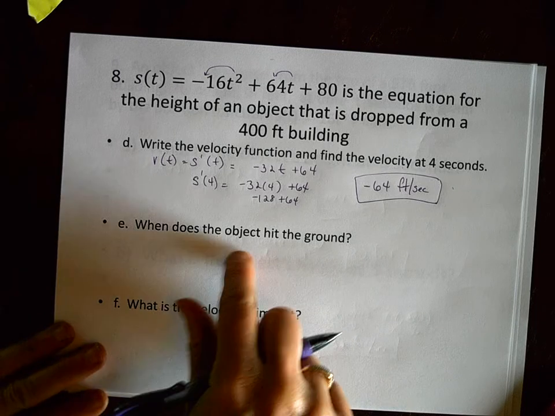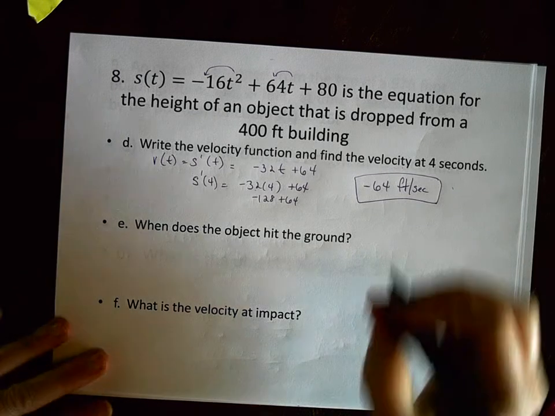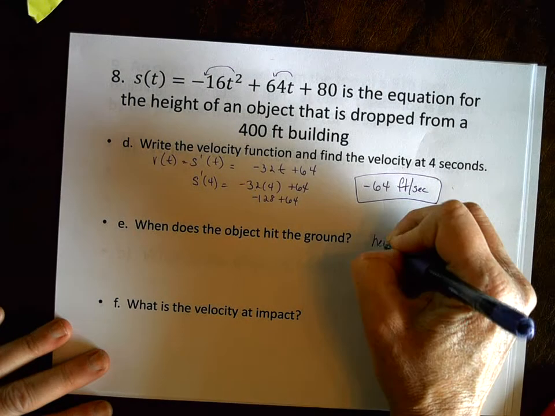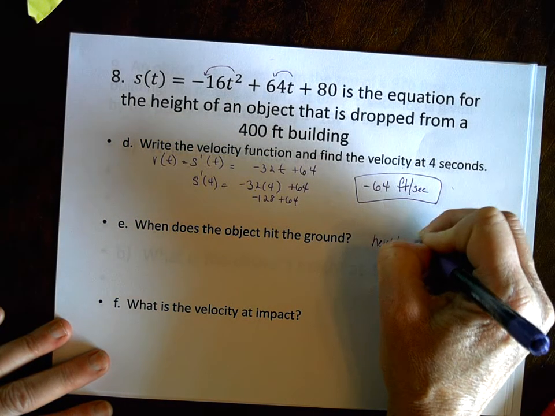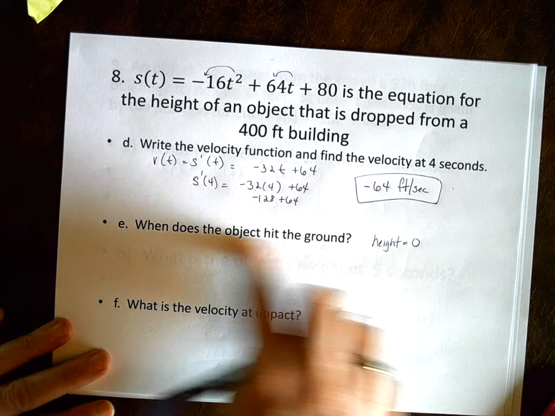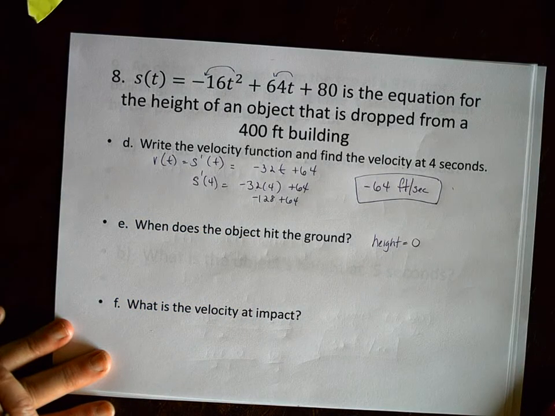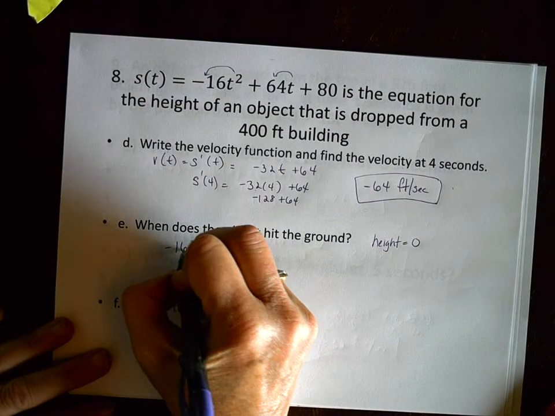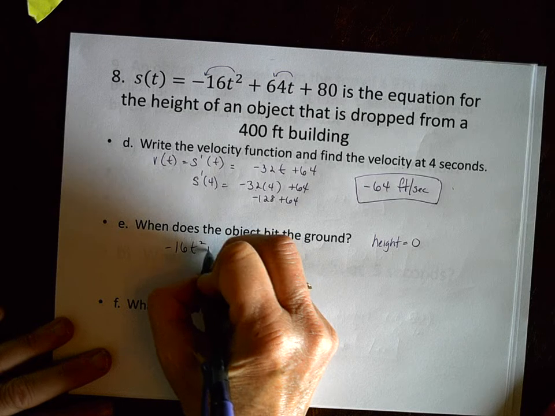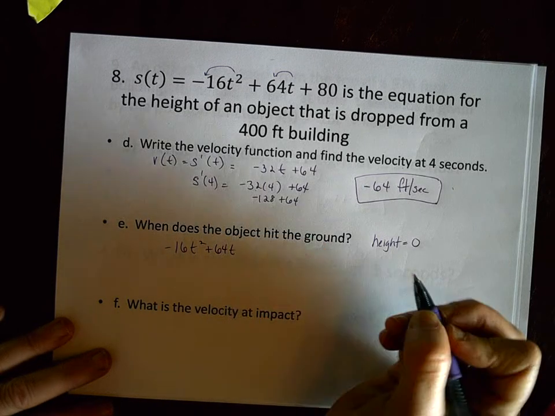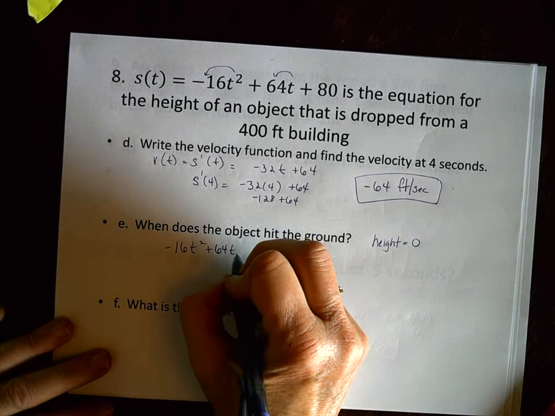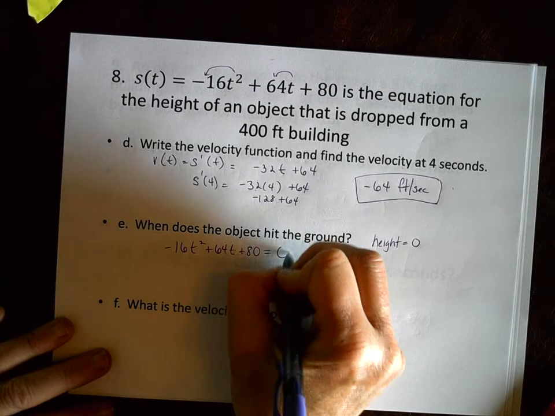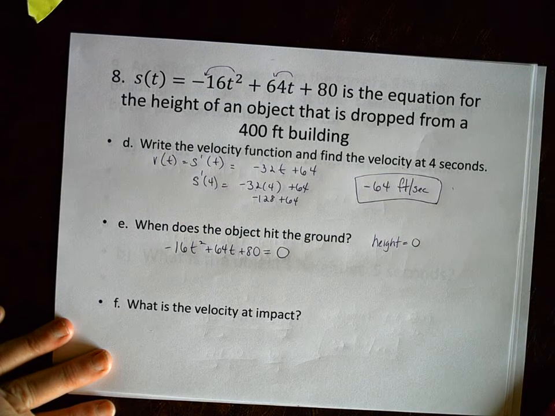So when does this object hit the ground? Okay, well, how high is the ground? Well, the height of the ground is equal to 0. Now, does it have anywhere in here that's talking about velocity? No, never. So we're not using the velocity function, we're using the original function, and we're trying to solve for t. So we are making this equation equal to 0 because that's the height of the ground.